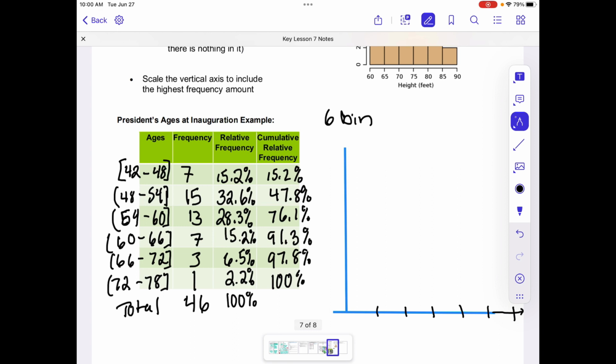Different people will label it different ways. I personally like to go this way, where I'd say this is 42, and then this line represents 48. So everything between there is the set between, and then 54, 60, 66.